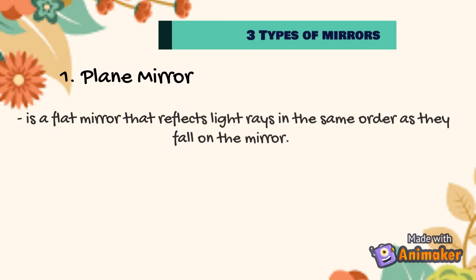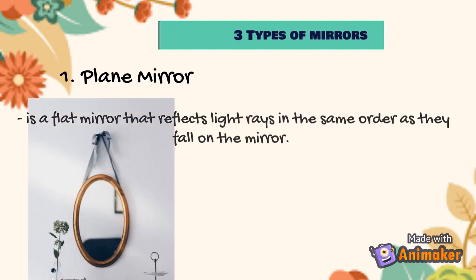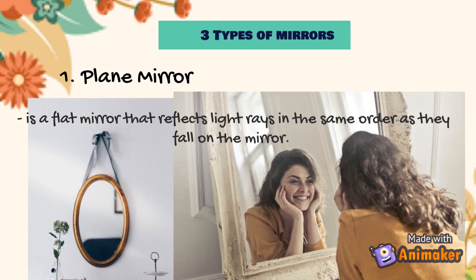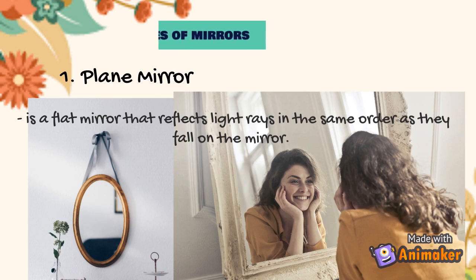There are three types of mirror. The first one is plane mirror. It is a flat mirror that reflects light rays in the same order as they fall on the mirror. In other words, the light is reflected at the same angle as the angle of incidence.